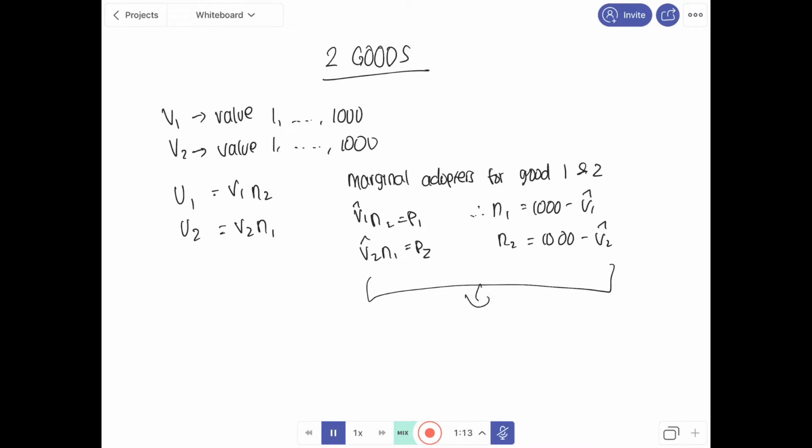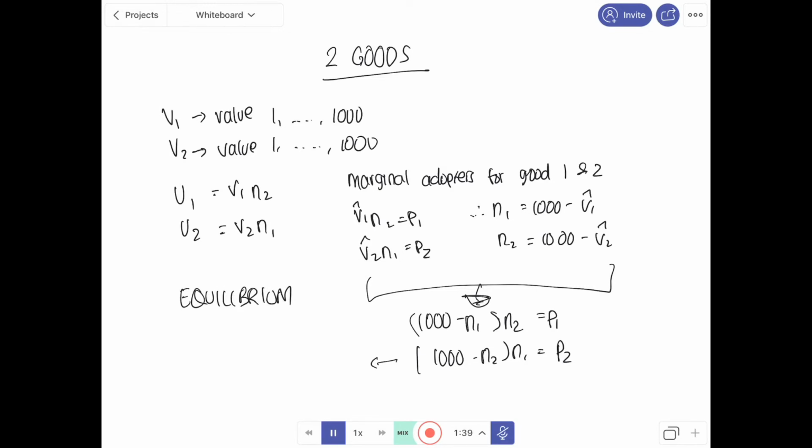So we can put all these equations together. We get (1000 minus N1) times N2 = P1 and (1000 minus N2) times N1 = P2. The first thing we observe is that there is always an equilibrium at N1 = N2 = 0. If no one purchases good 1, the value of good 2 will be 0, and vice versa.